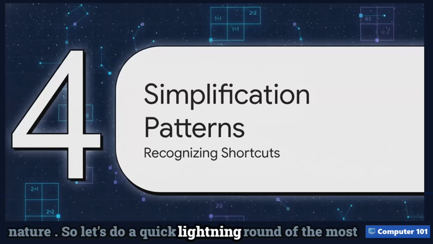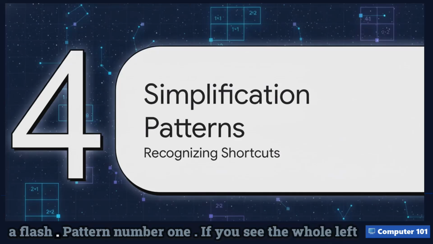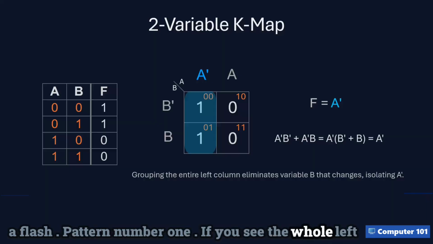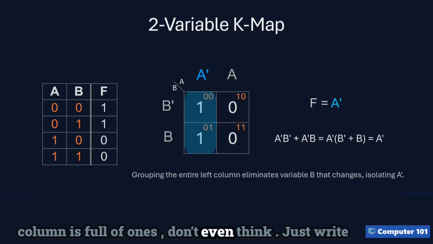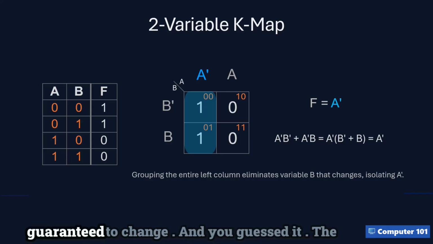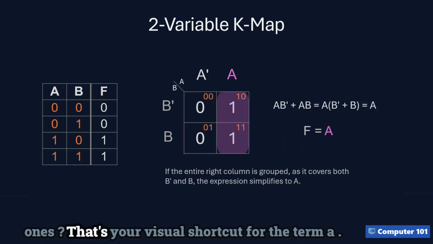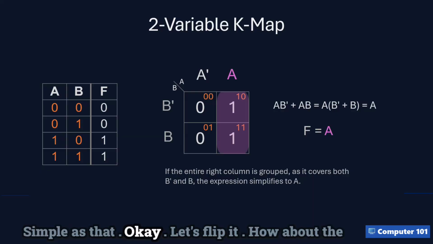So let's do a quick lightning round of the most common ones, so you can start solving these things in a flash. Pattern number 1. If you see the whole left column is full of ones, don't even think. Just write down A prime. It's always A prime, because B is guaranteed to change. And you guessed it, the opposite is true. The entire right column is full of ones. That's your visual shortcut for the term A. Simple as that. Okay, let's flip it.